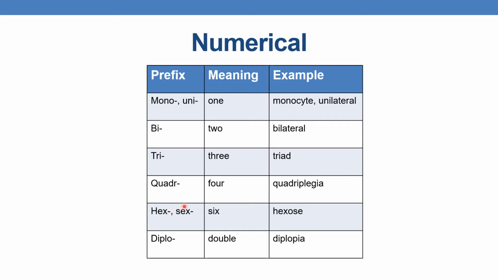Next is quad or quadra, which means four. Example is quadriplegia. Next is hex, which means six. Next is diplo, which means double. Example is diplopia.